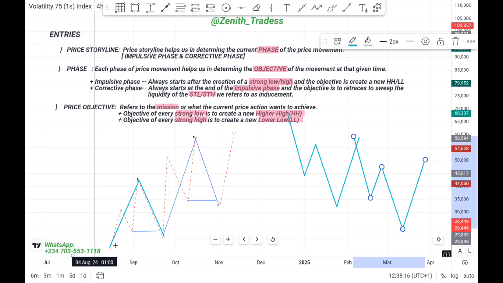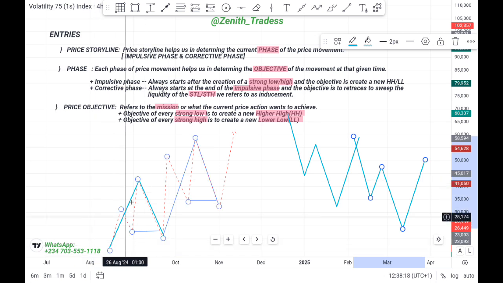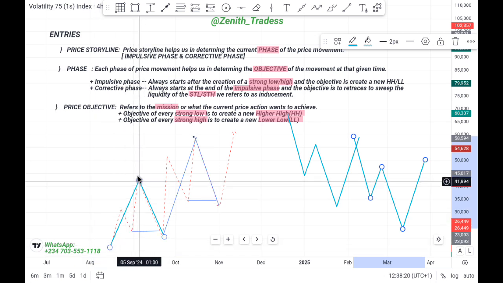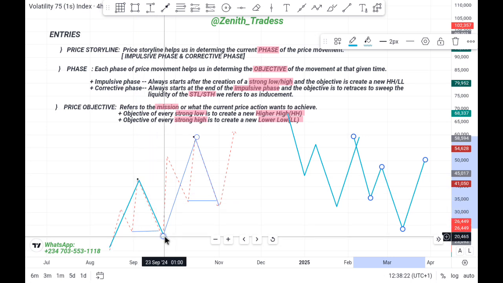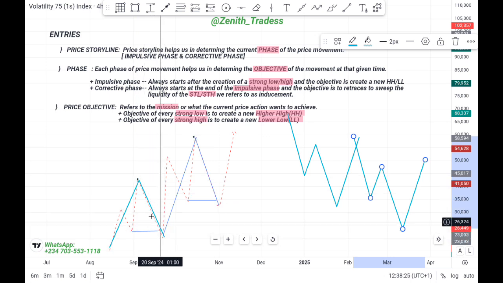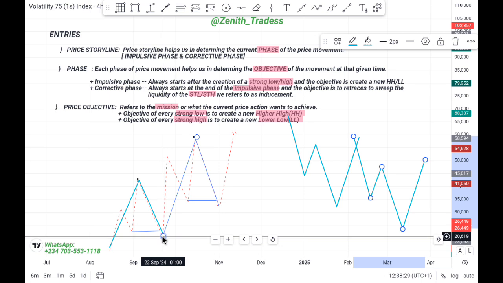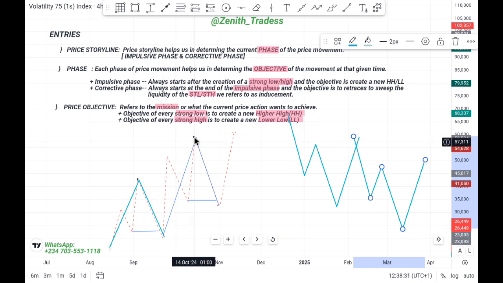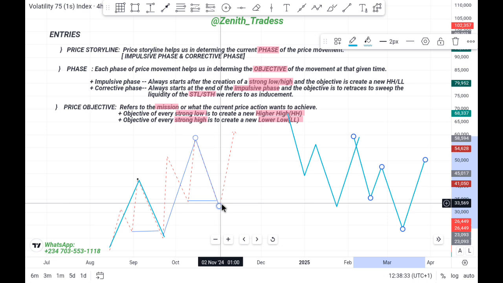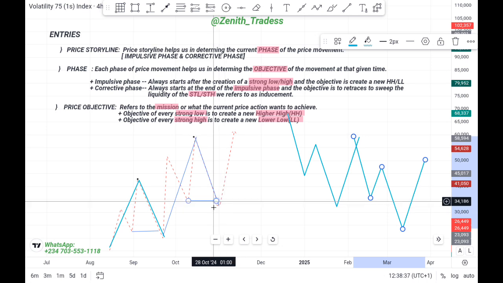So when we move from here, moving up, we know that this is an impulsive move. After the end of the impulsive move, it gives us a corrective move. The objective of this CP is complete now. Then price will now move again, create another impulsive move. After this impulsive move, we expect a corrective move, right? The objective of this range is complete.